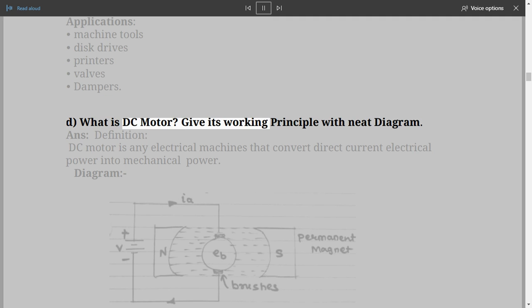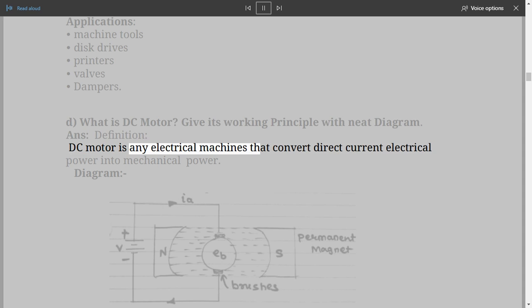5. What is a DC motor? Give its working principle with a neat diagram. Answer: Definition: a DC motor is any electrical machine that converts direct current electrical power into mechanical power. Diagram. Working principle.